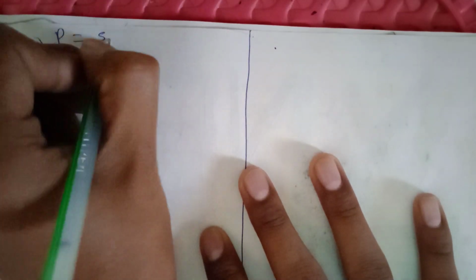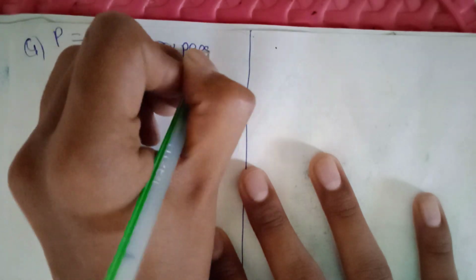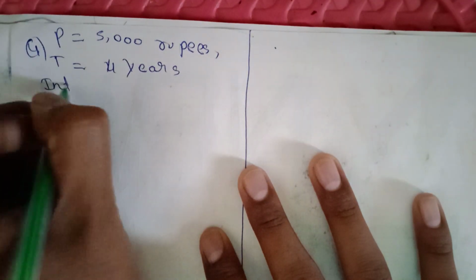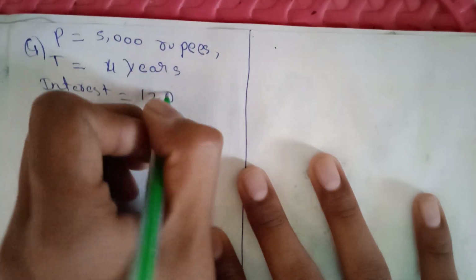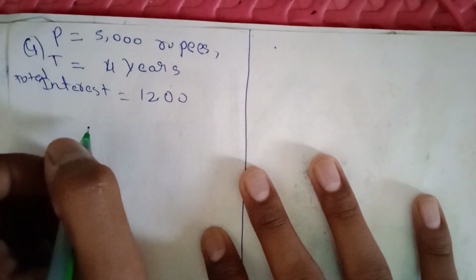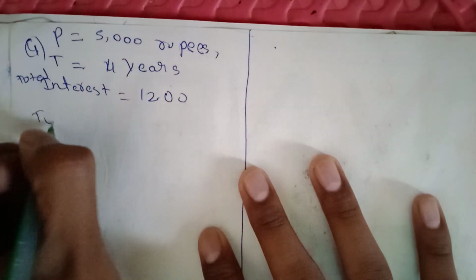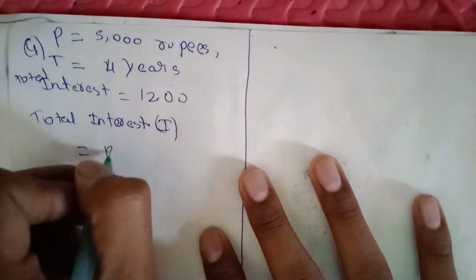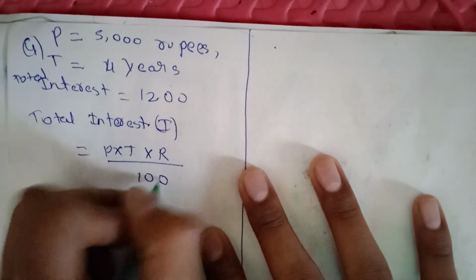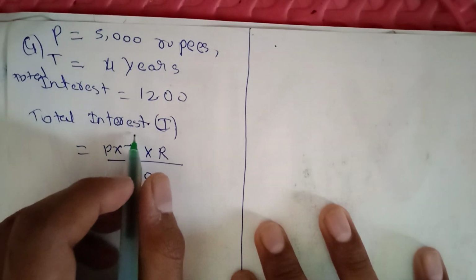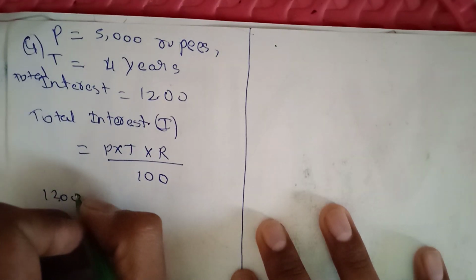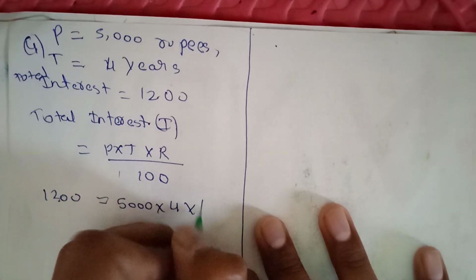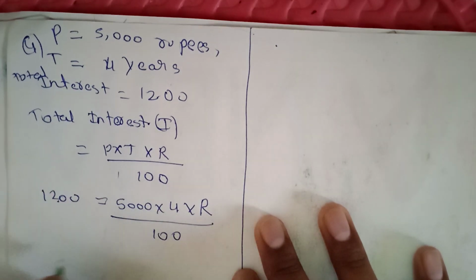P means principal. Principal is equal to 5,000 rupees. T means time, 4 years. And interest, the total interest, we already know. Total interest is 1,200 rupees. So we will use the formula total interest I is equal to P into T into R upon 100. So now we will put 1,200 in place of total interest, is equal to principal 5,000 into 4. We don't know the rate of interest, so we will write it as it is, R, and we will divide by 100.